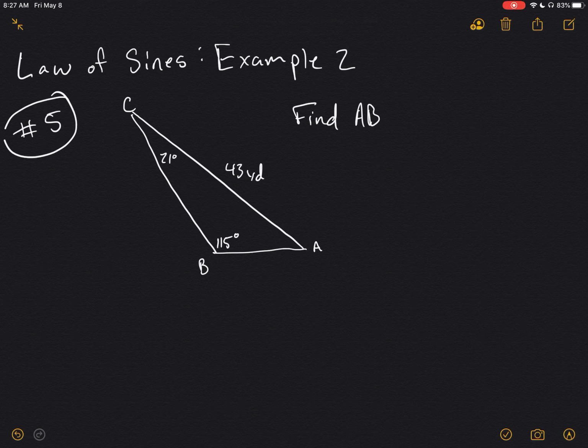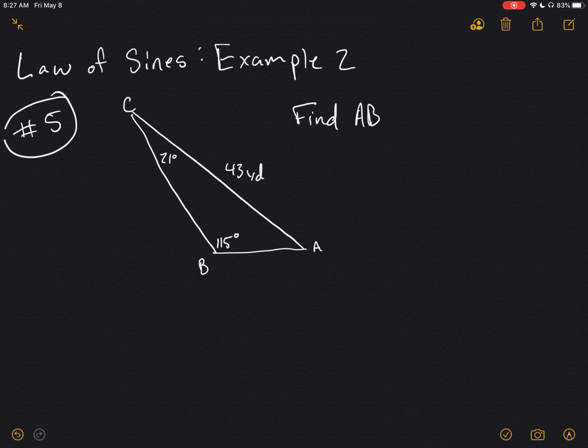What's up, guys? Back with another law of sines example video. I had a couple requests for some examples specifically on numbers 4 through 8 on the homework. And for those ones, you are finding the missing side length. So we are going to do that. We're going to use law of sines to do it.